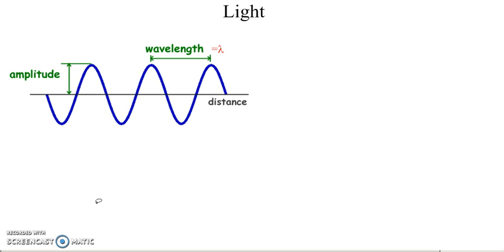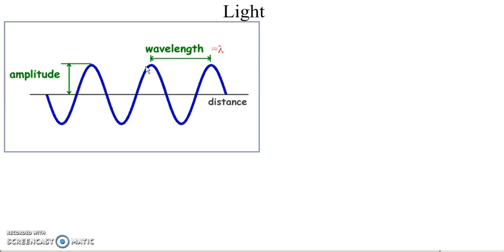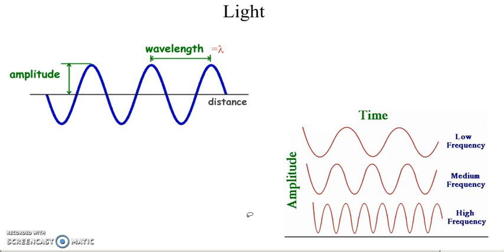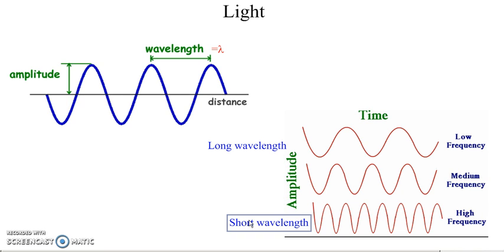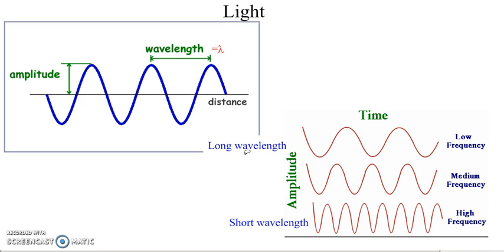Now, different samples of light can have different wavelengths. Like in the example shown here, we've got one example of a light wave with a very short wavelength. The distance between one peak and the other peak is very small. And we have other examples with progressively longer wavelengths. The difference between one peak and the next peak is larger. So we've got shorter wavelength and longer wavelength.